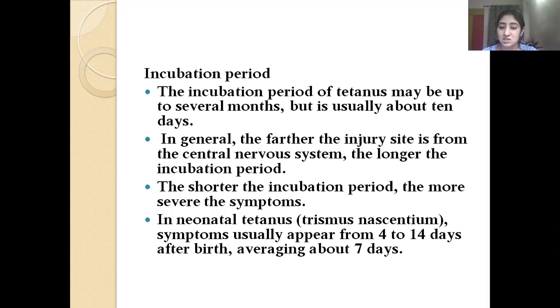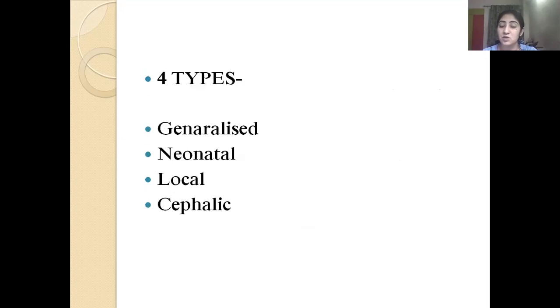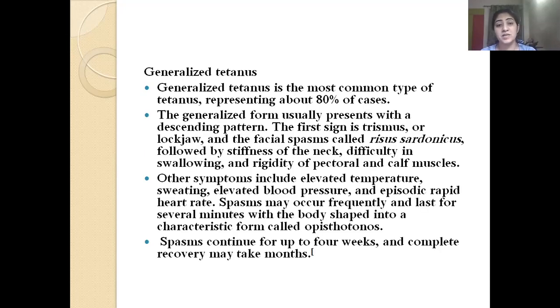In neonatal tetanus, which is known as trismus nascentium, symptoms usually appear from 4 to 14 days after birth, averaging about 7 days. Tetanus is usually classified into 4 types: generalized, neonatal, local, and cephalic. Generalized tetanus is the most common type, representing about 80% of the cases. The generalized form usually presents with a descending pattern.